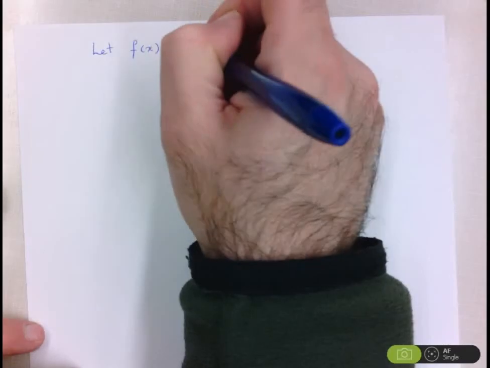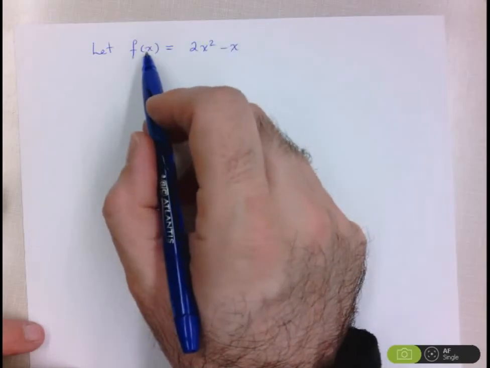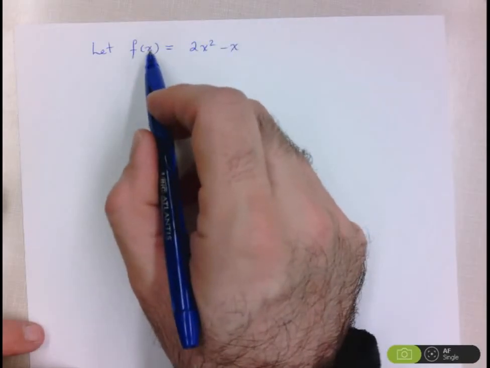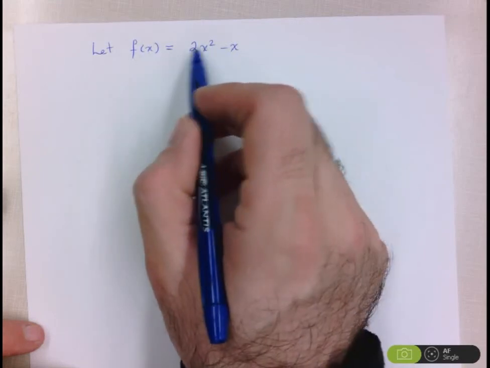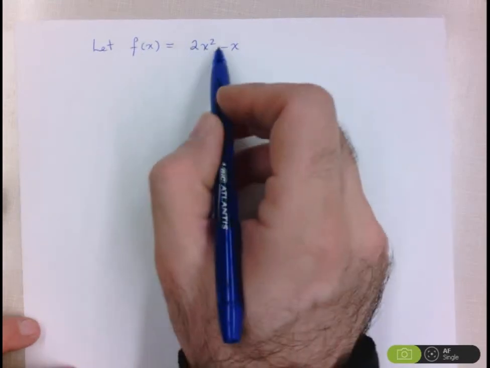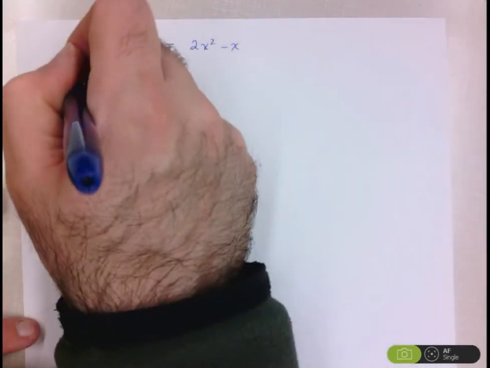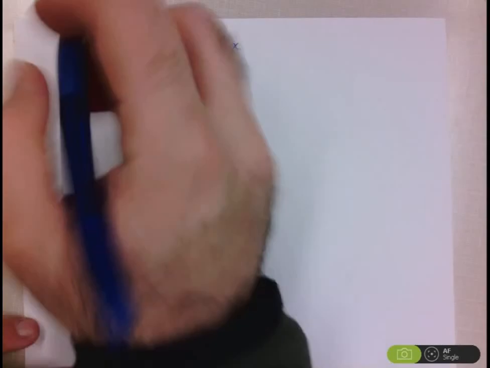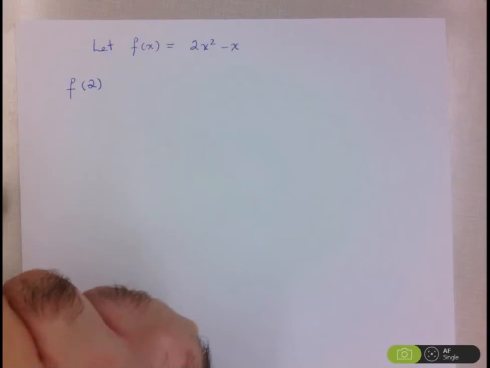So say 2x squared minus x. Whatever my input is, that's what we put in the bracket as our input. What this function does to that input is it squares it, multiplies it by 2, and then subtracts the original number. So I can choose to determine a particular output. I could choose to determine f at, let's start with a positive number, f at 2.